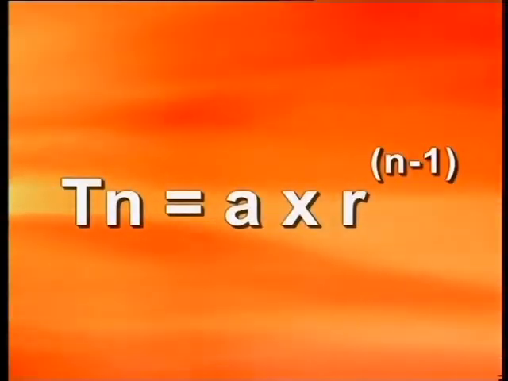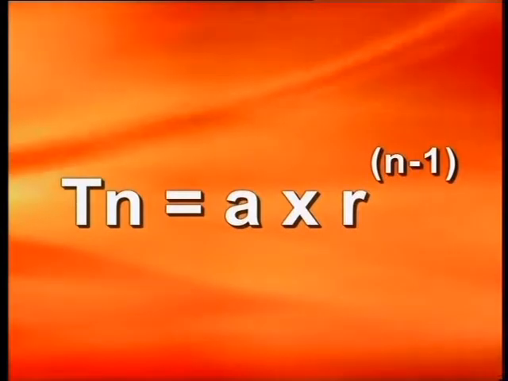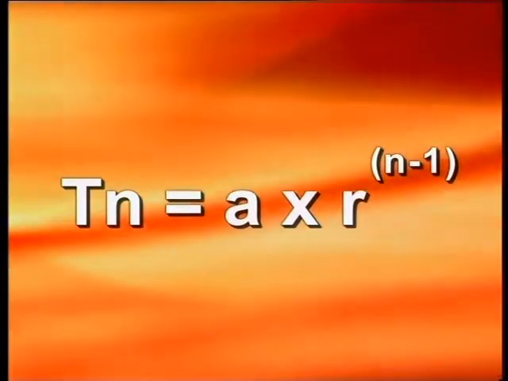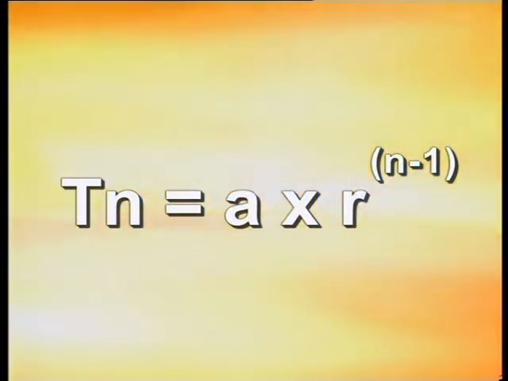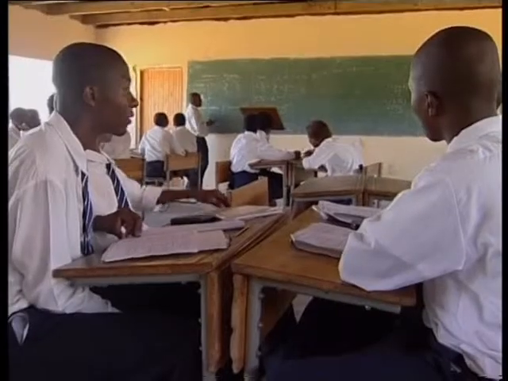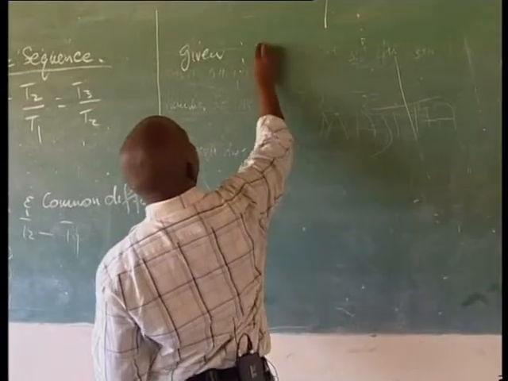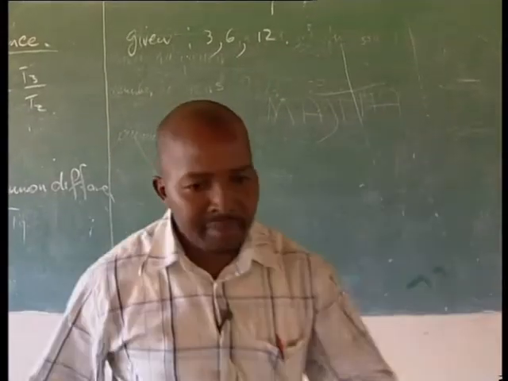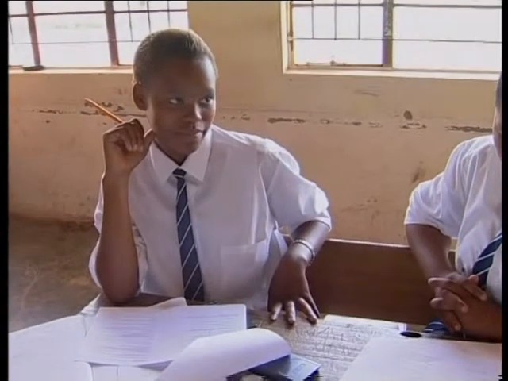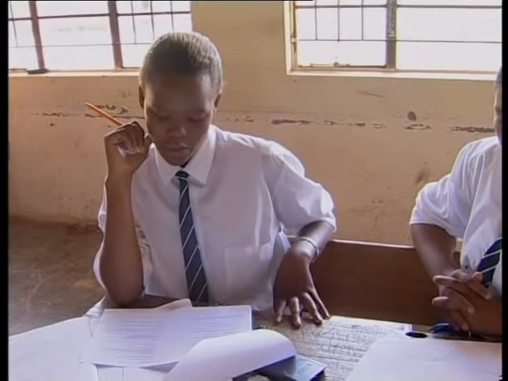The learners have established the general term for a geometric sequence to be Tn equals the first term A multiplied by a common ratio R to the power of n minus 1. In the final activity, Mr. Dlamini gets learners to say whether this is an arithmetic or geometric sequence. 12. It's a geometric sequence. Why do you say it's geometric? We use a 2 to multiply to get the following term.